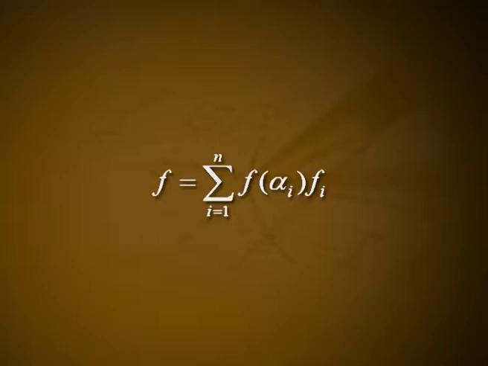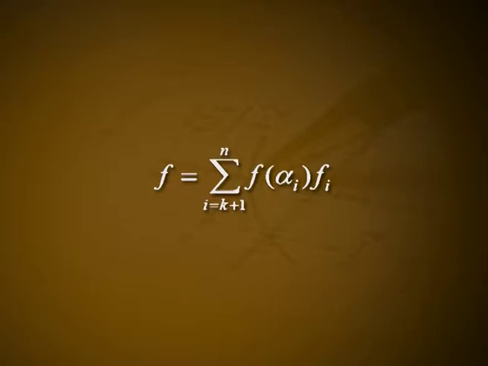Suppose f is in V star. Now, f equals the sum over i equal to 1 to n of f of alpha_i into f_i. So, if f is in the annihilator of W, we have f of alpha_i equal to 0 for i less than or equal to k, and f equals the sum over i equal to k plus 1 to n of f of alpha_i into f_i.